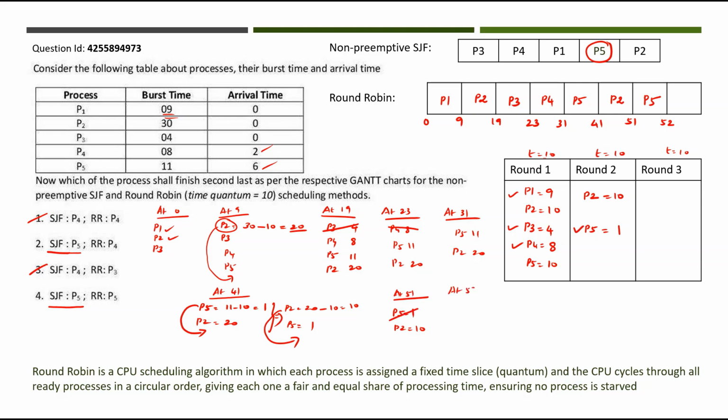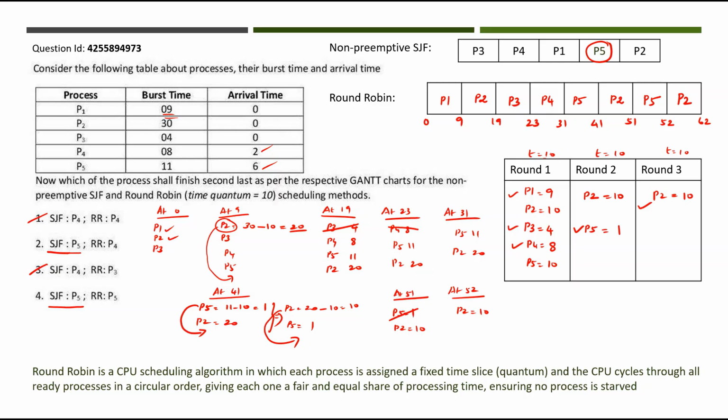So at 52, the only process that is remaining will be P2 with 10 burst time. When it enters round 3, P2 will also get completed with the final 10 burst time. So P2 is the final process here. The process completion time is 62.